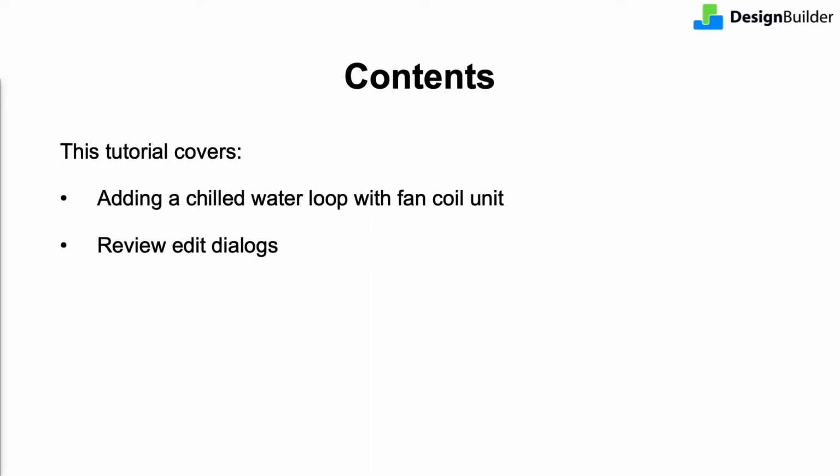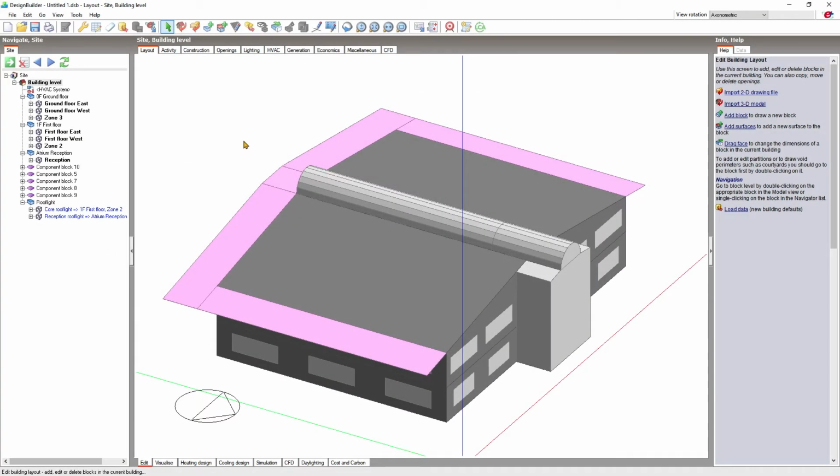Hello. In this tutorial, I will discuss the key considerations when modelling chilled water loops. I will show you how to add a chilled water loop with fan coil units by loading a HVAC template, and then review the edit dialogs for the loop and the system components. In this tutorial, I will focus only on the chilled water loop and won't repeat the general loop and system characteristics mentioned in the earlier hot water loop tutorial.